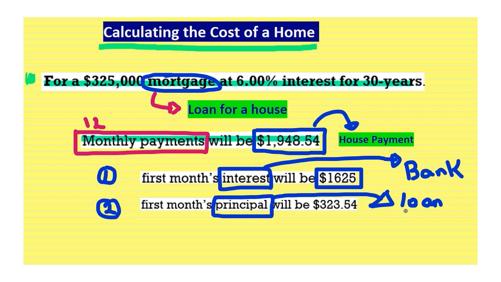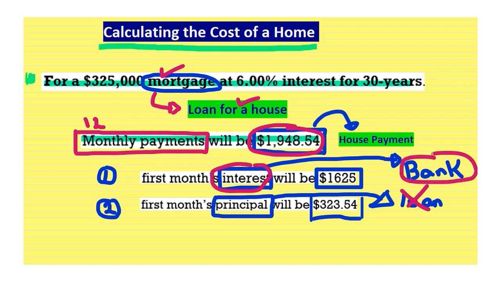Every month, that principal goes down, though. So the first month, your house loan is only going to go down $323.54. So I just wanted to talk about those things first before we get into the calculation. So the word mortgage is a fancy word for the loan for the house. You do have a big monthly payment, but it is not all going to your loan. A big part of it goes to the interest, which goes to the bank.